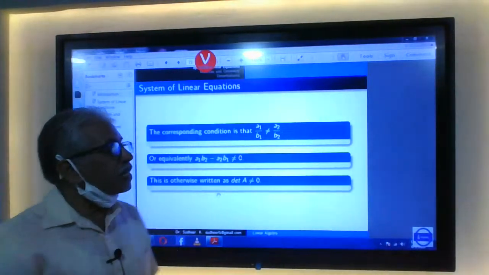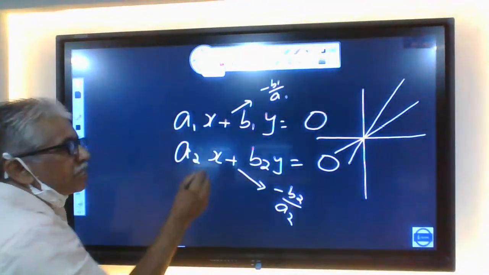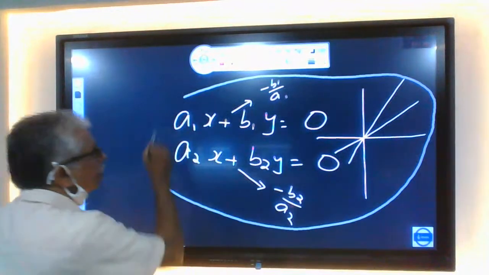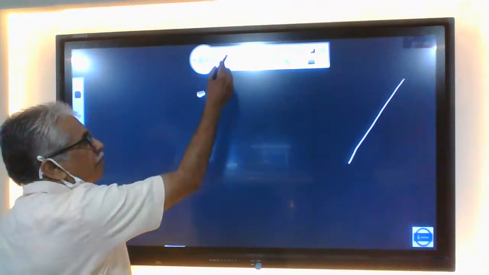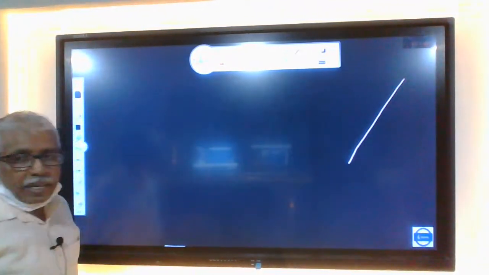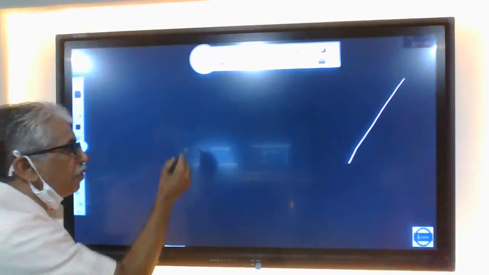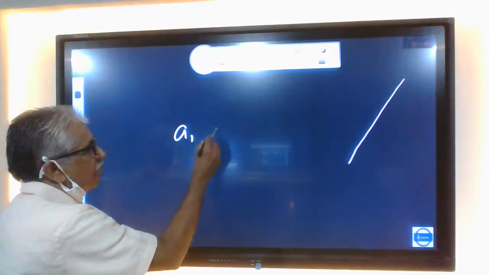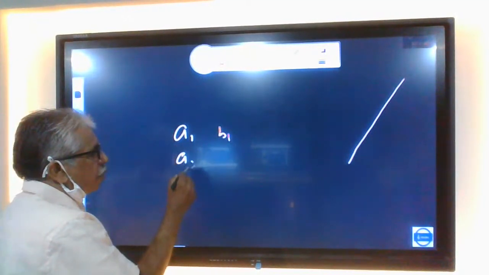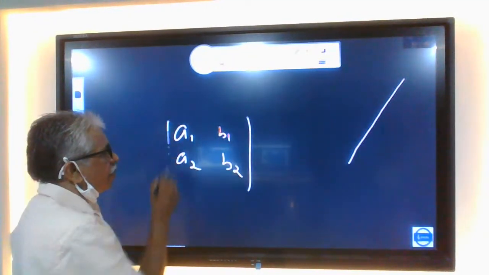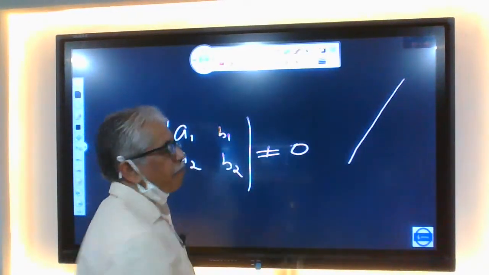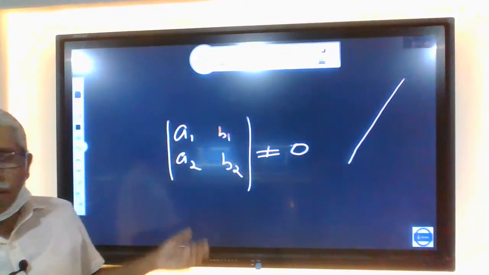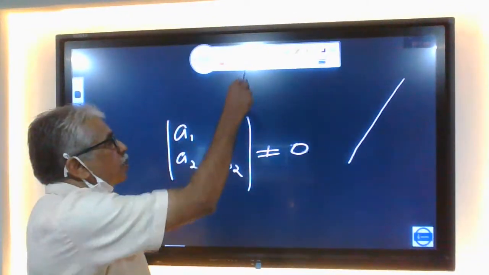So for a homogeneous system, in order to have a unique solution or only the zero solution, the condition is that the determinant of A1 B1, A2 B2 is not equal to 0. So this will give you the condition for the pair of straight lines to have a unique solution.